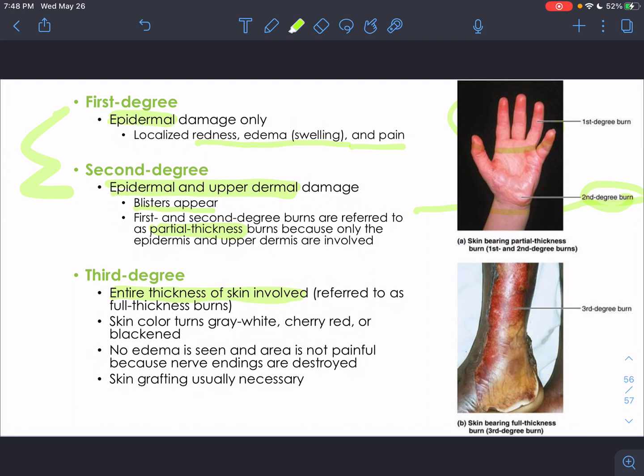The skin can turn a number of colors, kind of a gray-white color, bright cherry red, or it can be blackened. Okay, there is going to be no swelling, and the area is not going to be painful because the nerve endings are destroyed, so you can't feel anything. The blood vessels are all damaged, so you can't have water retention. With a third degree burn, you're going to usually need skin grafting, right? Which is taking skin from a different area of the body and putting it on top to try to restore some of those functions.